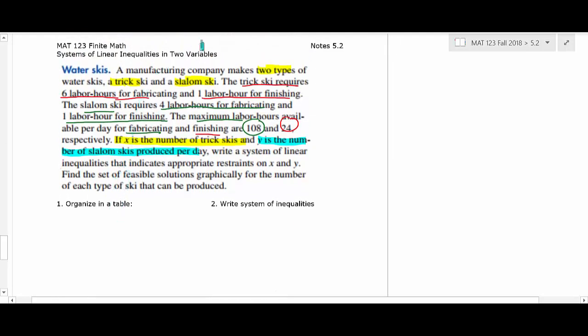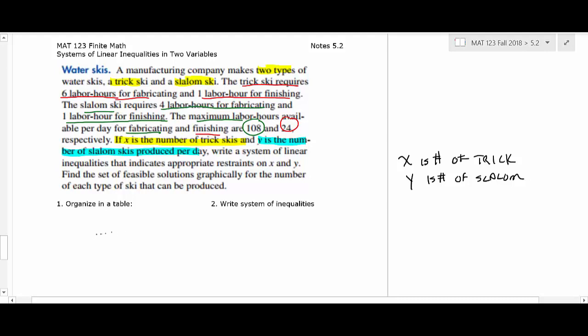Okay, so the first thing that we're going to do with this then is the variables. So X, like it says, X is the number of the trick skis. We'll just use the variables the problem told us to use. And then Y is going to be the number of the slalom skis, like that. Okay, so that's the meaning of that.